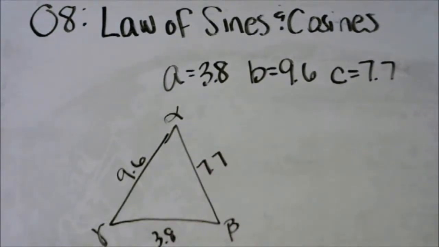When applying the law of sines, you have to have an angle and its corresponding side. Since we don't know any of the angles, we couldn't use the law of sines in this example, even if we wanted to. Instead, we're going to use the law of cosines.